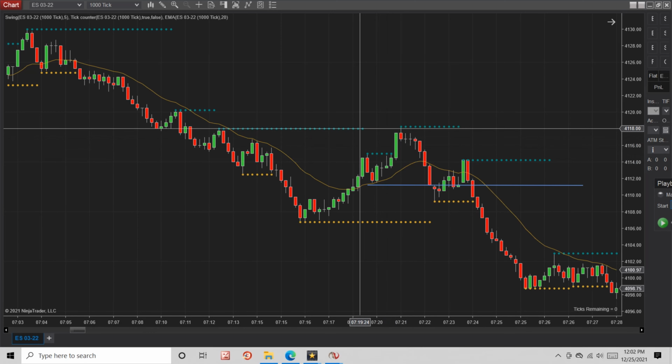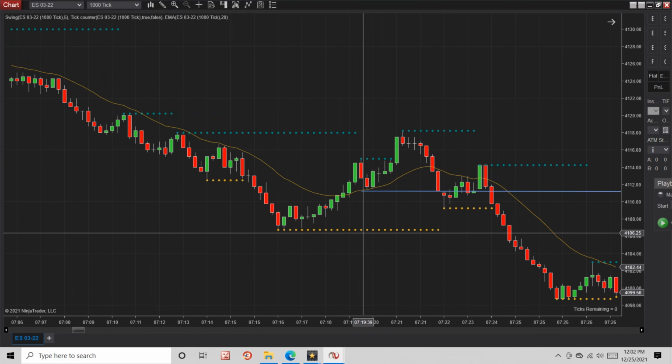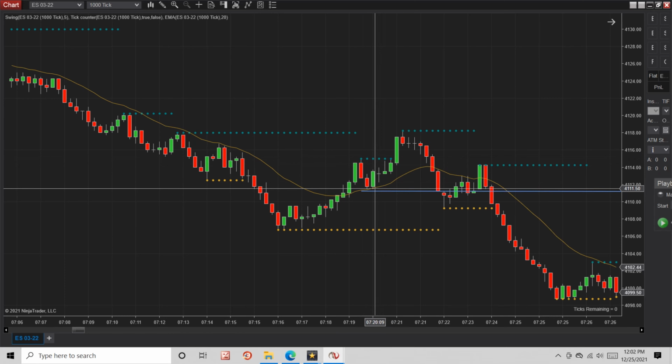Here we meet the requirement that the first top and the third top are less than $3 apart in difference. So we can enter a trade here. And the place where you take the trade is just from the bottom stick of the second bottom, the low of that.